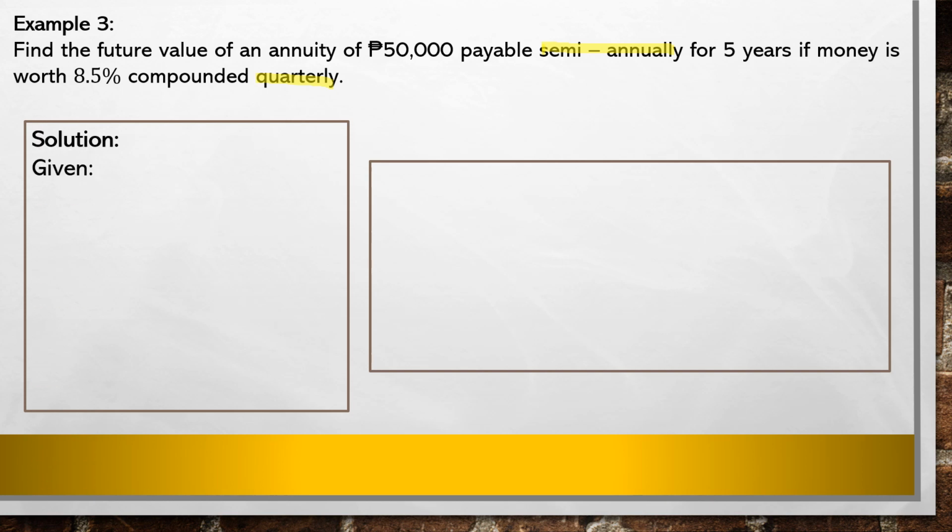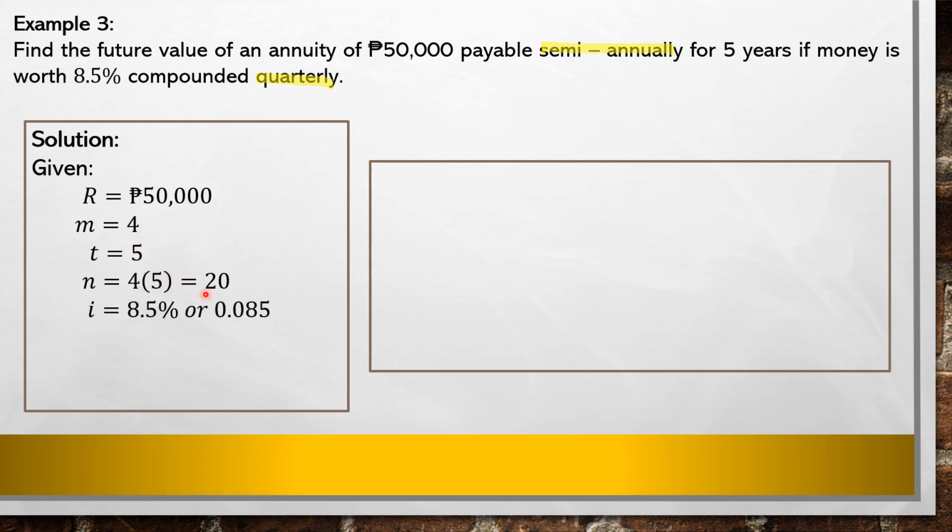Again, let's get our givens. Our periodic payment is 50,000 pesos. Where do we look for our M? Here in our interest rate, M equals 4, quarterly. Our time is 5 years. Our N is M times T, so 4 times 5 is 20. Our I, or interest rate, is 8.5% or 0.085.